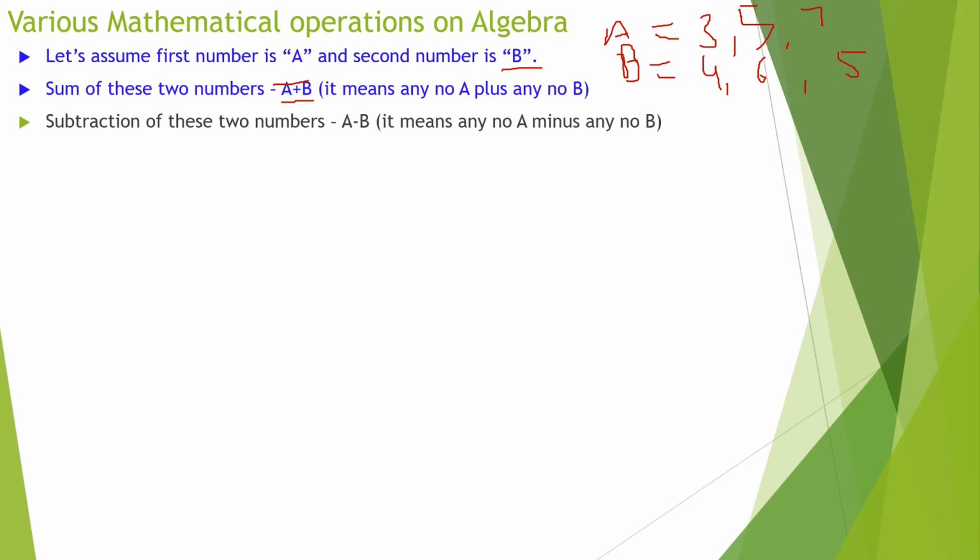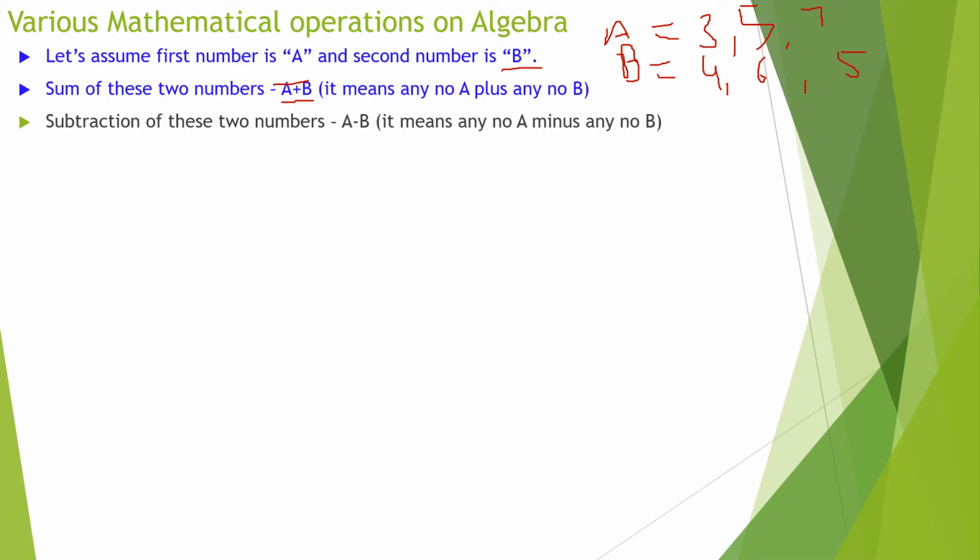What does it mean? It means any number A minus any number B. So we can do 3 minus 4, which equals minus 1. 5 minus 6 equals minus 1, and 7 minus 5 equals plus 2, positive 2.